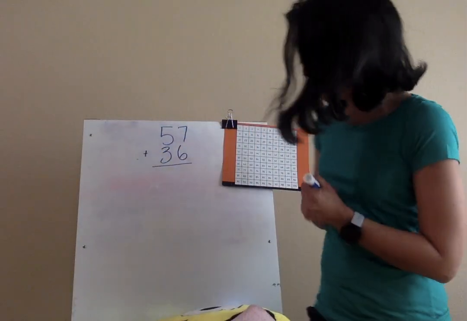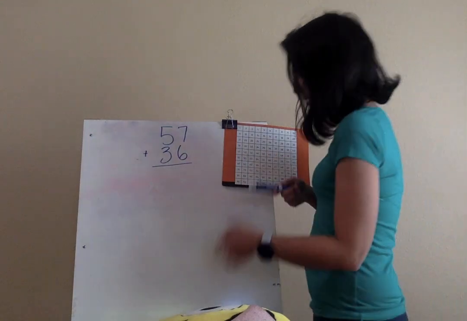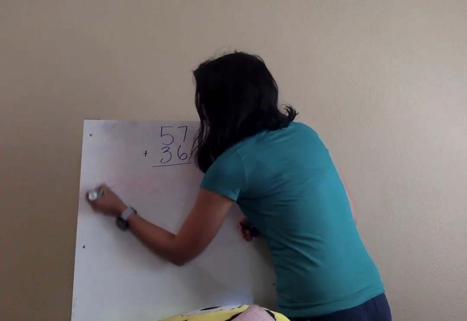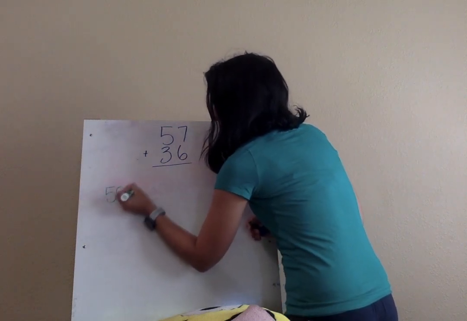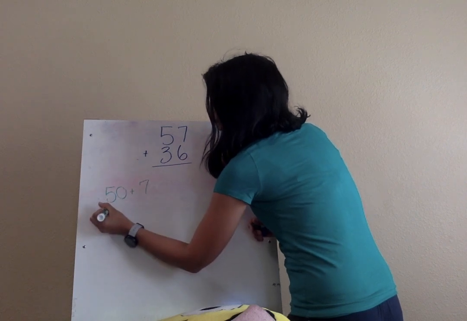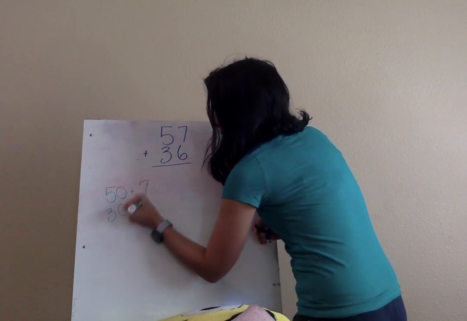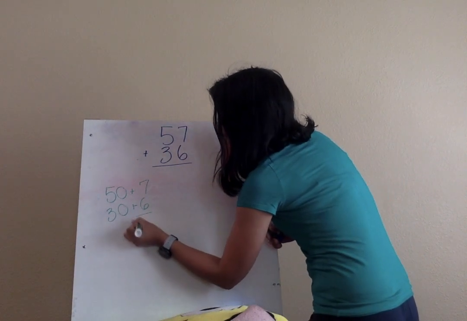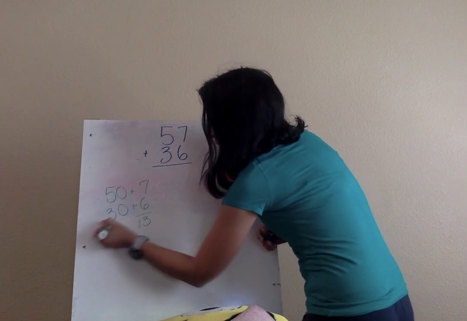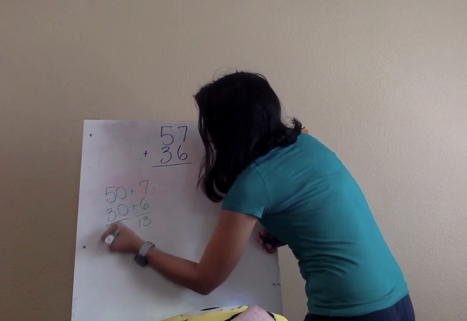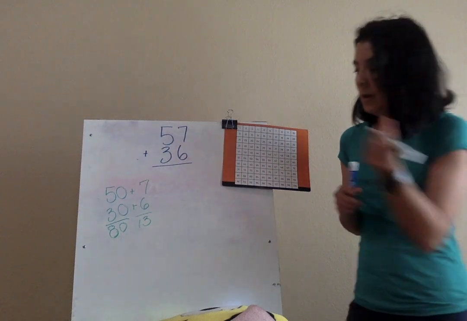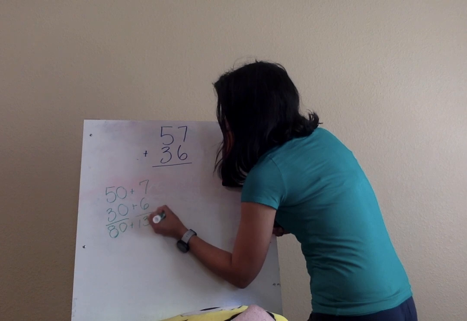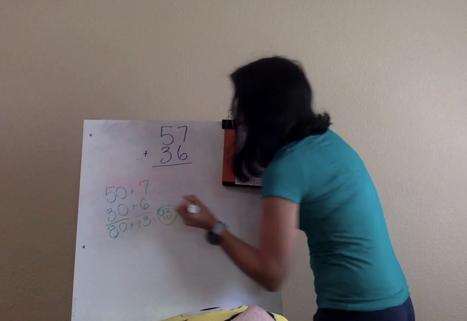Yes, Smiley. What was your strategy? Okay, Smiley said that his strategy was he expanded his numbers. And then what did you do after you expanded your number, Smiley? Oh, Smiley said that he added his ones first, and he added his 10s. And how did you come up with an answer? Oh, we added our 10s with our 1s, and we got an answer.